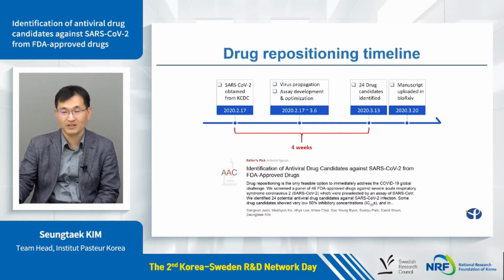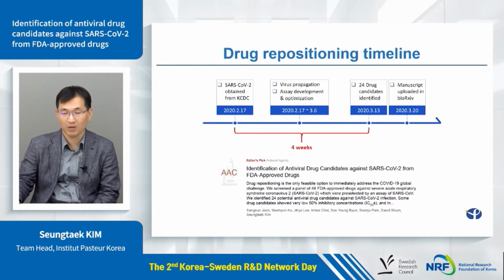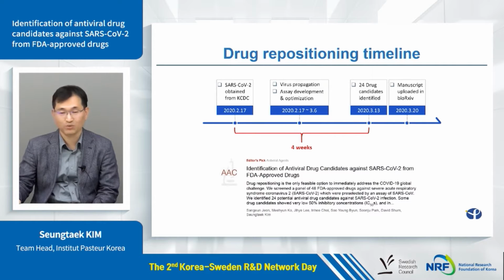Once we established the procedure, we immediately assessed the antiviral efficacy of the pre-selected 48 drugs and finally identified 24 drug candidates against the SARS-CoV-2. This whole process was completed within 4 weeks after receiving the virus. And a week later, our manuscript was posted in bioRxiv. As you can see here, this manuscript is now published, and to the best of our knowledge, our paper was the world's first drug repositioning study with this scale of screening.